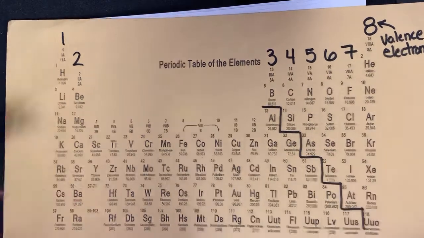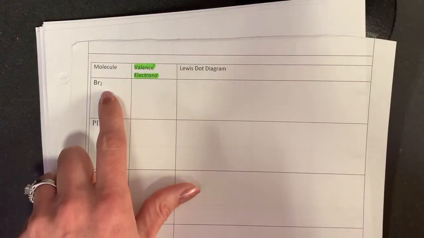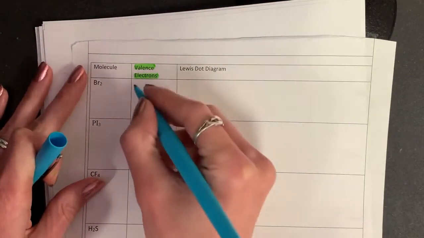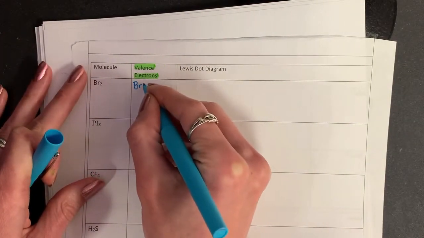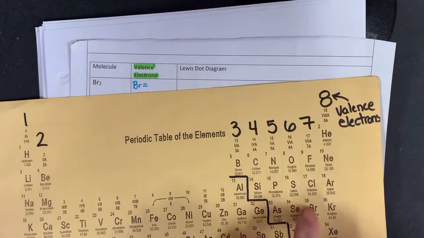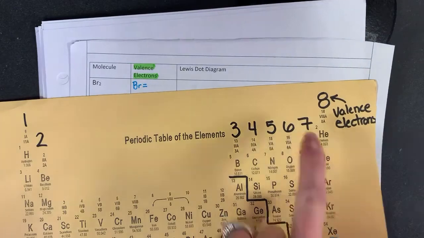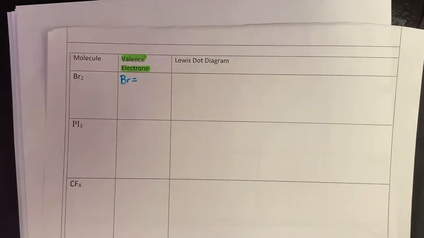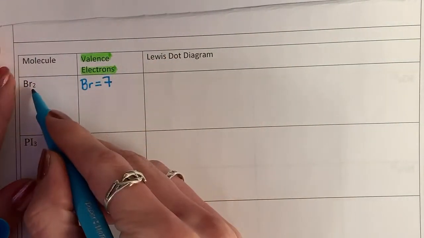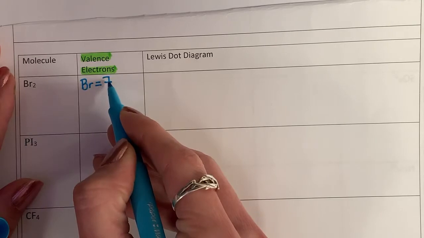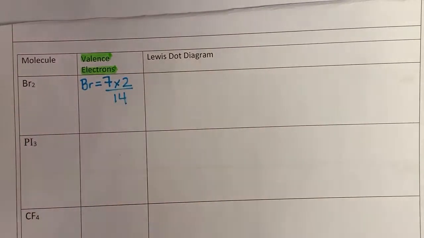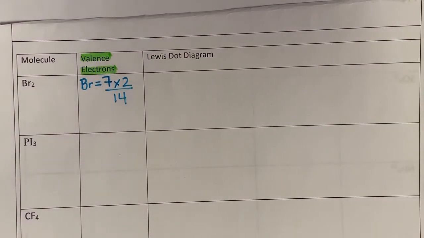So my first molecule is Br2. So this column is where I'm going to be doing my math. So I find Br on the periodic table. Br has 7 valence electrons. But because I have 2 Brs, and they each have 7 valence electrons, I'm going to have 14 electrons to work with.